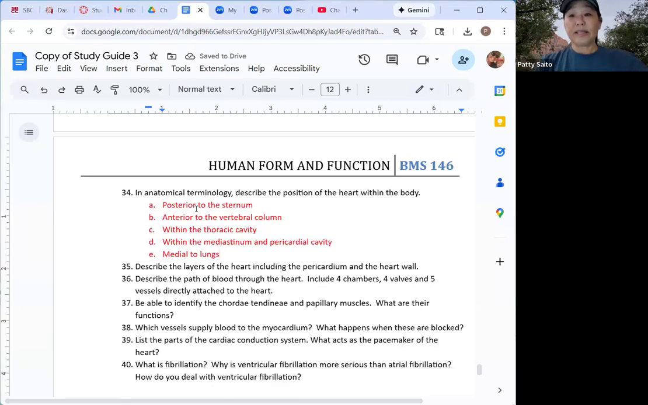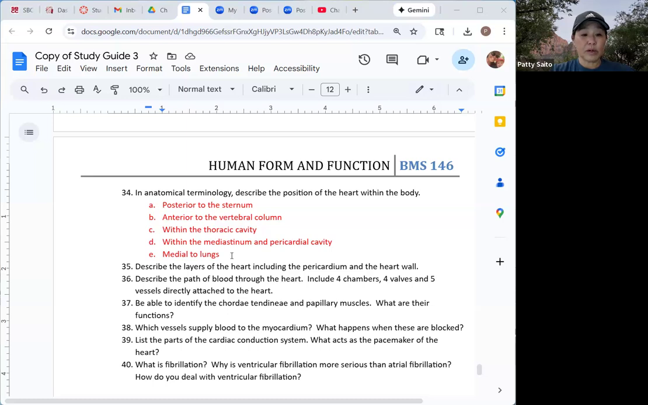Posterior to the sternum, the breastbone, okay? Anterior to the vertebral column, so in front of the vertebrae, within the thoracic cavity, and more specifically within the mediastinum and the pericardial cavity. All right, so we're getting more and more specific. And it's also located medial to the lungs. So these are all proper descriptions of where it's located.